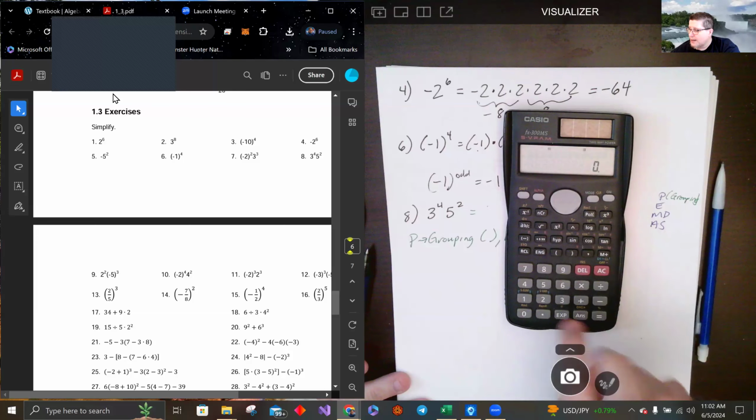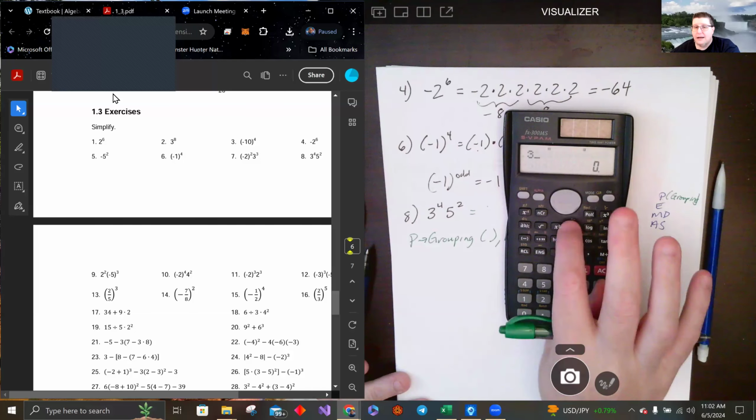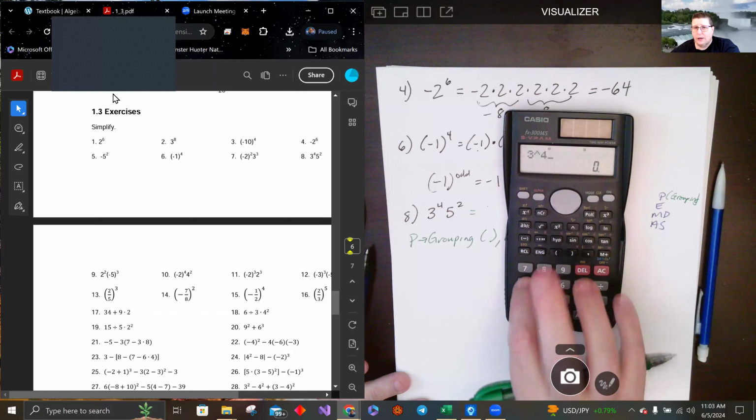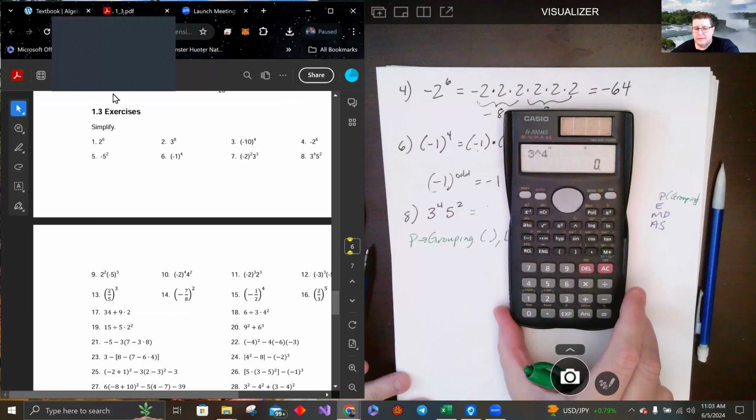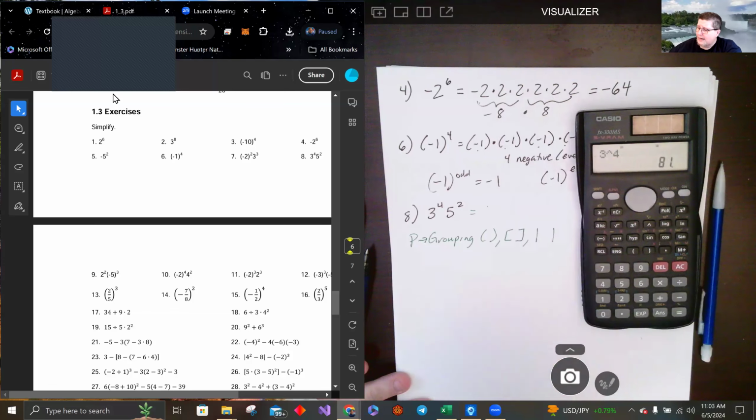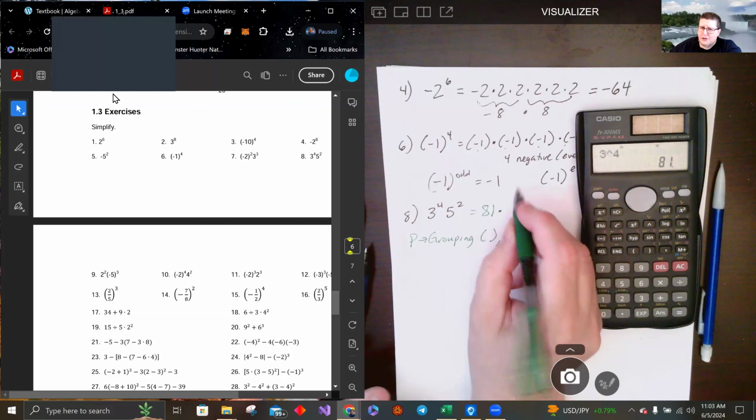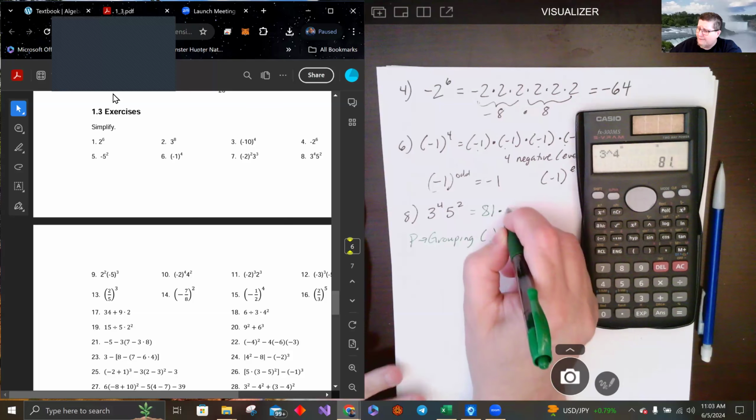So I'm going to hit 3, and it's called the caret key. Caret 4. 3 caret 4 is 81. 5 squared, or 5 times 5, is 25.